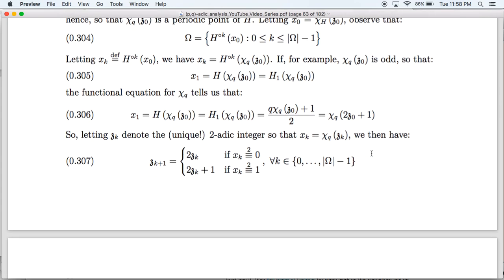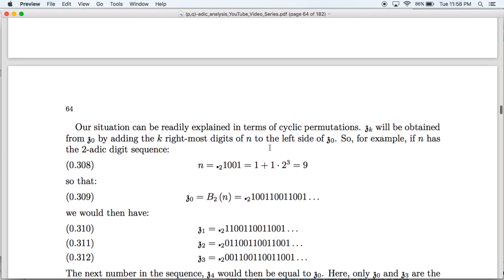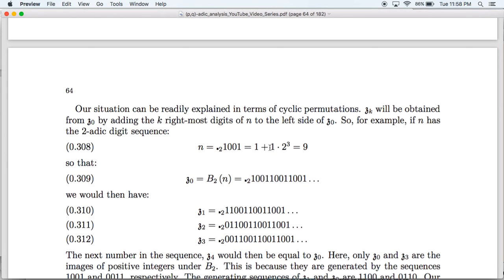So for each xk, we can now construct a zk, and the procedure is like so. Zk plus 1 is twice zk if xk was even, and is one more than twice zk if xk was odd. Our situation can be readily explained in terms of cyclic permutations, as I mentioned previously. Zk will be obtained from z0 by adding the k rightmost digits of n to the left side of z0.